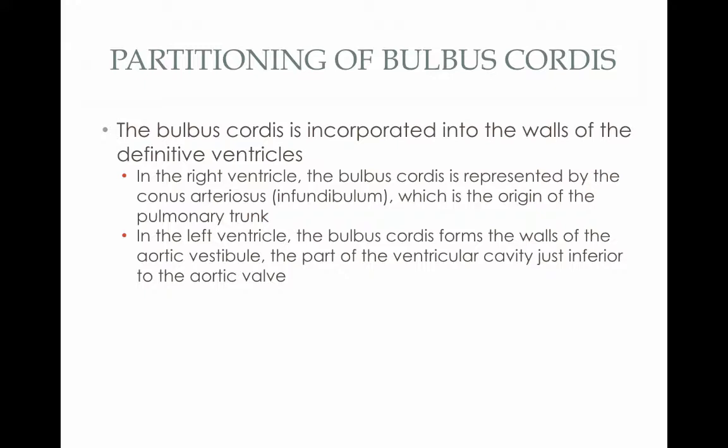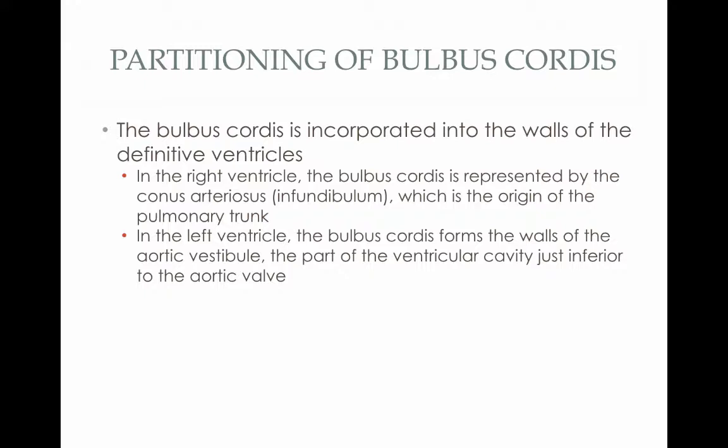So what do we talk about? Let's talk about the bulbous cordis. So now, really the bulbous cordis is incorporated into the walls of the definitive kind of ventricles. So in the right ventricle, the bulbous cordis represents really the infundibulum or the conus arteriosus, which is the origin of the pulmonary trunk. In that infundibulum is kind of that RVOT or outflow tract of the right ventricle.